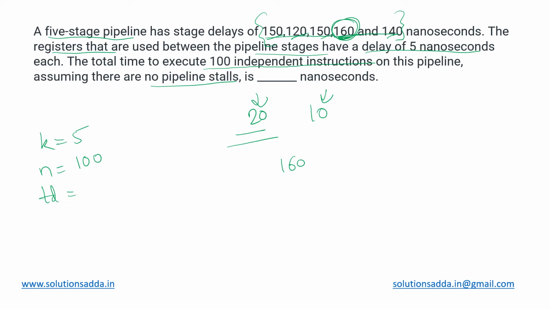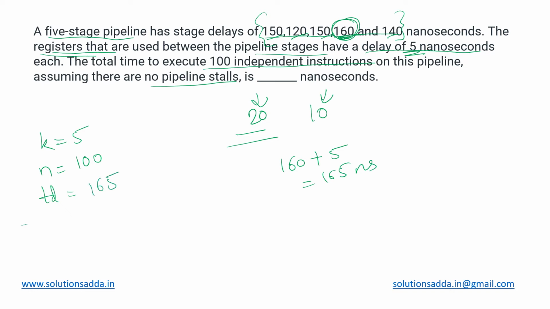And to this, we will need to add if there is any buffer delay involved. We have already been given that there are registers which will incur buffer delay, and its value is 5 nanoseconds. So our total delay becomes the maximum for all these stages plus the buffer delay, which is 165 nanoseconds.